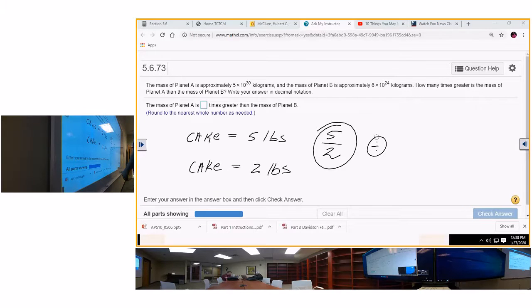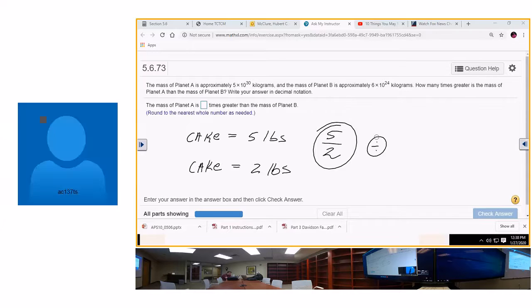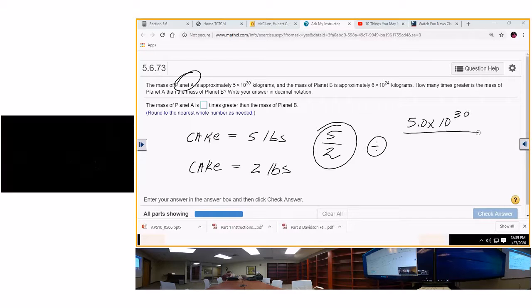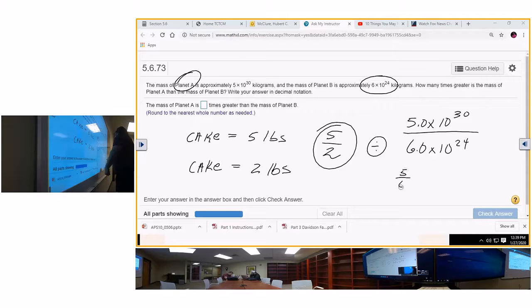So what's my bigger cake? Planet A, Hubert. That's right. That's my bigger cake. So 5.0 times 10 to the 30th divided by my smaller cake, 6 times 10 to the 24th. 5 divided by 6, well, we'll come back to that later, times 10 to the 30 minus what? 24.